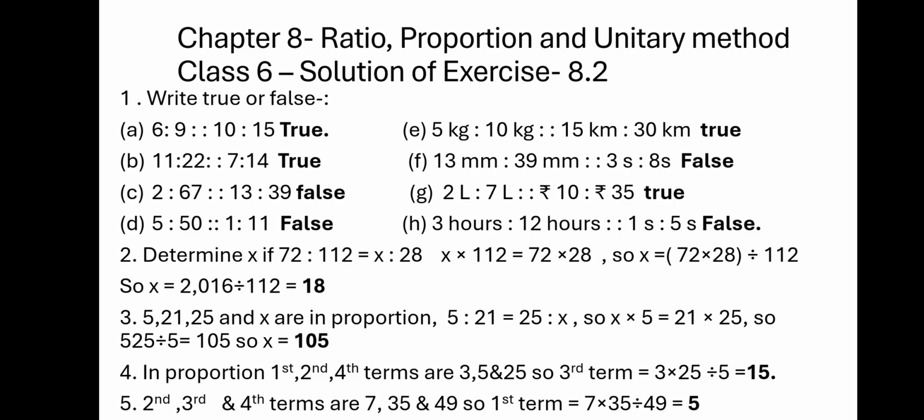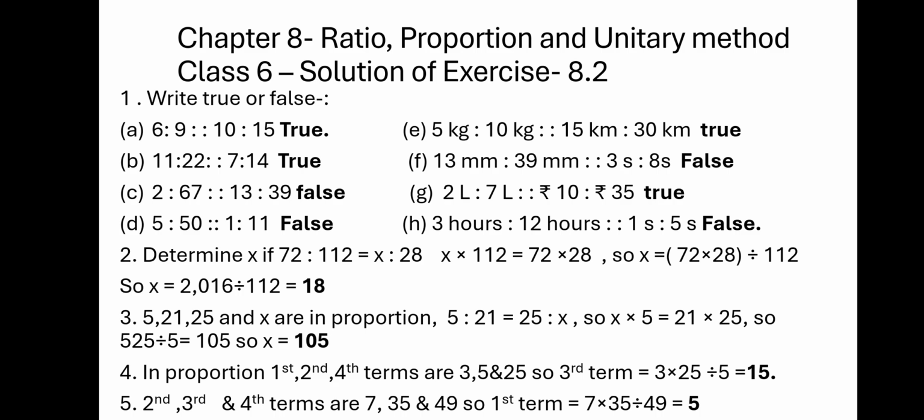Second, determine x if 72 is to 112 is equal to x is to 28. I told you, product of extremes is equal to product of means. So here, product of means equal to product of extremes. So x is equal to 72 into 28 divided by 112. So x is equal to 2016 divided by 112, which is equal to 18. So answer is 18.